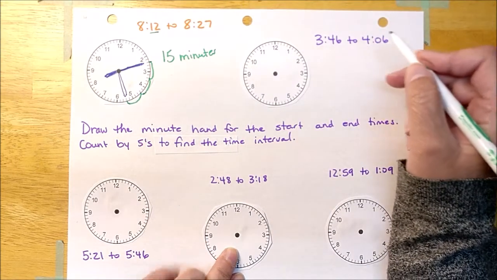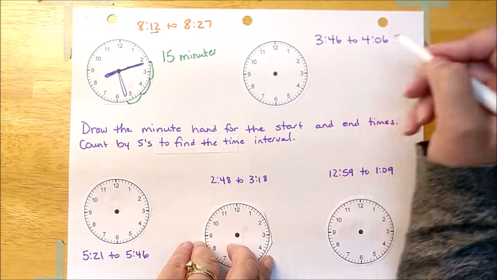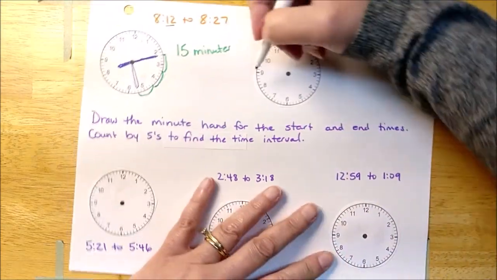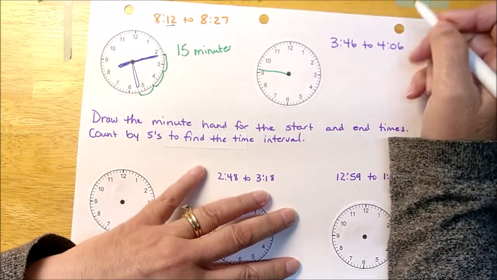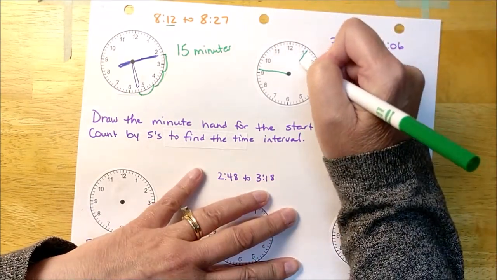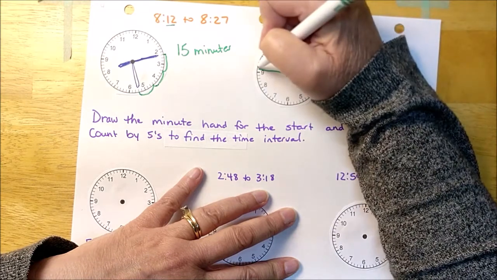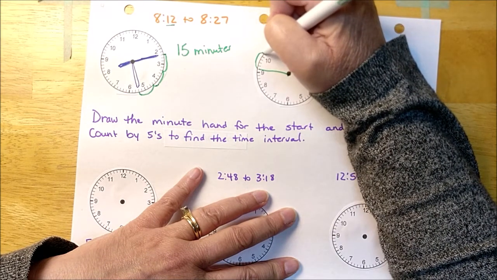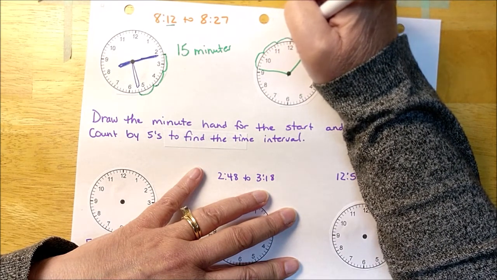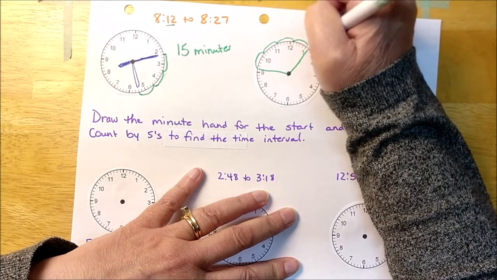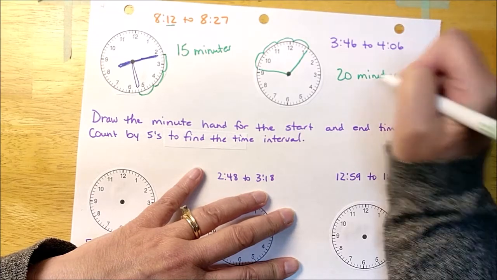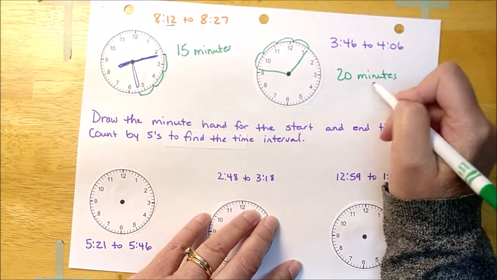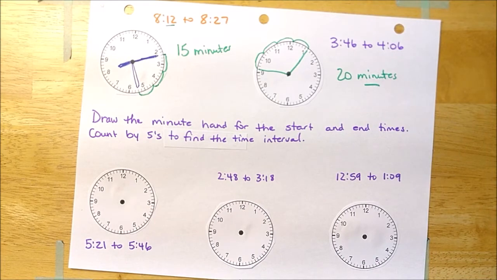And we'll do this last one and then we'll pause and go to the next video. So this is 4:46. So 46 is right there. And we have to go all the way to 4:06. So 06 is right here. So I'm on the first little line past, so I'm going to jump 5, 10, 15, 20. So that was 20 minutes, the amount of time that was the interval between those. So I'm going to ask you to pause and we'll come back for part 2.